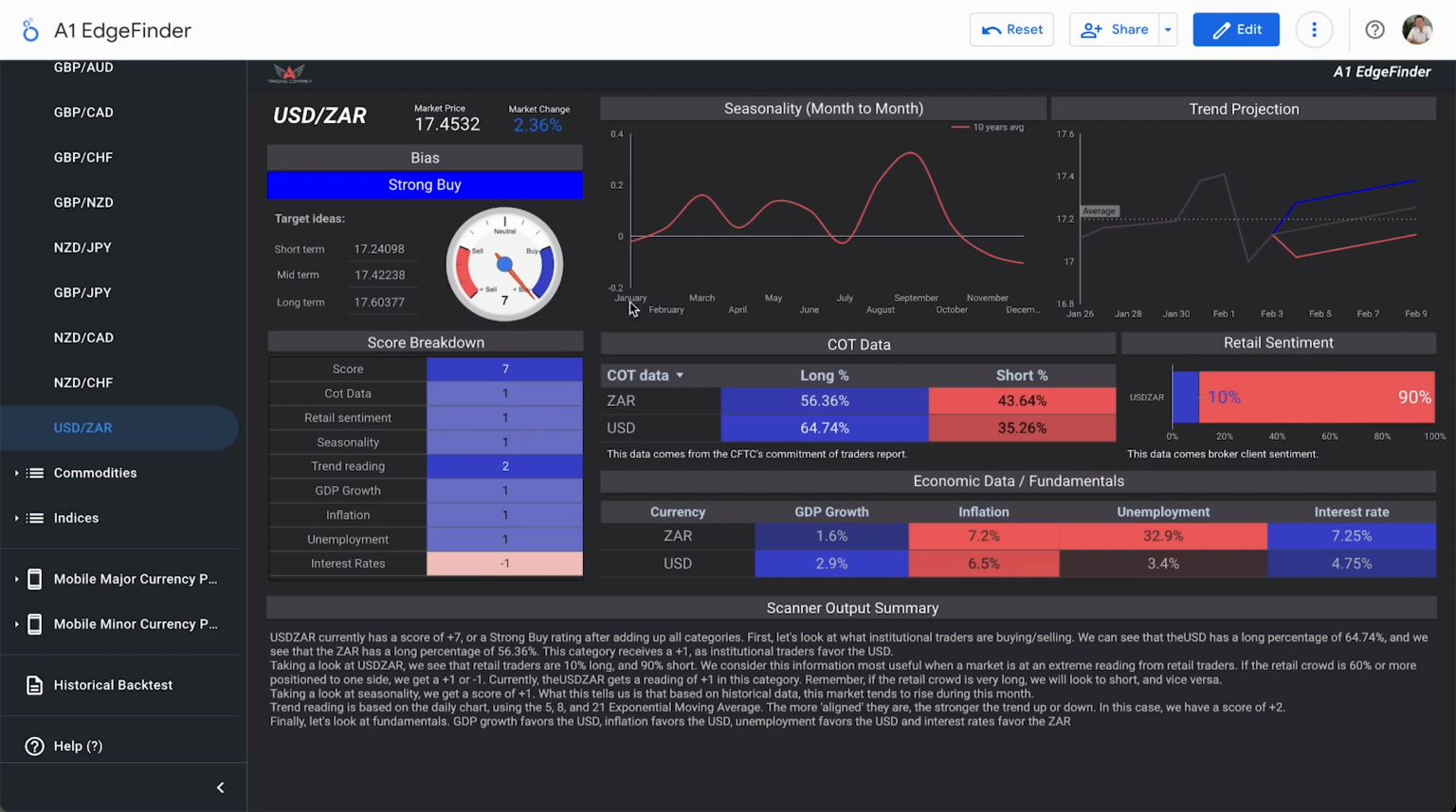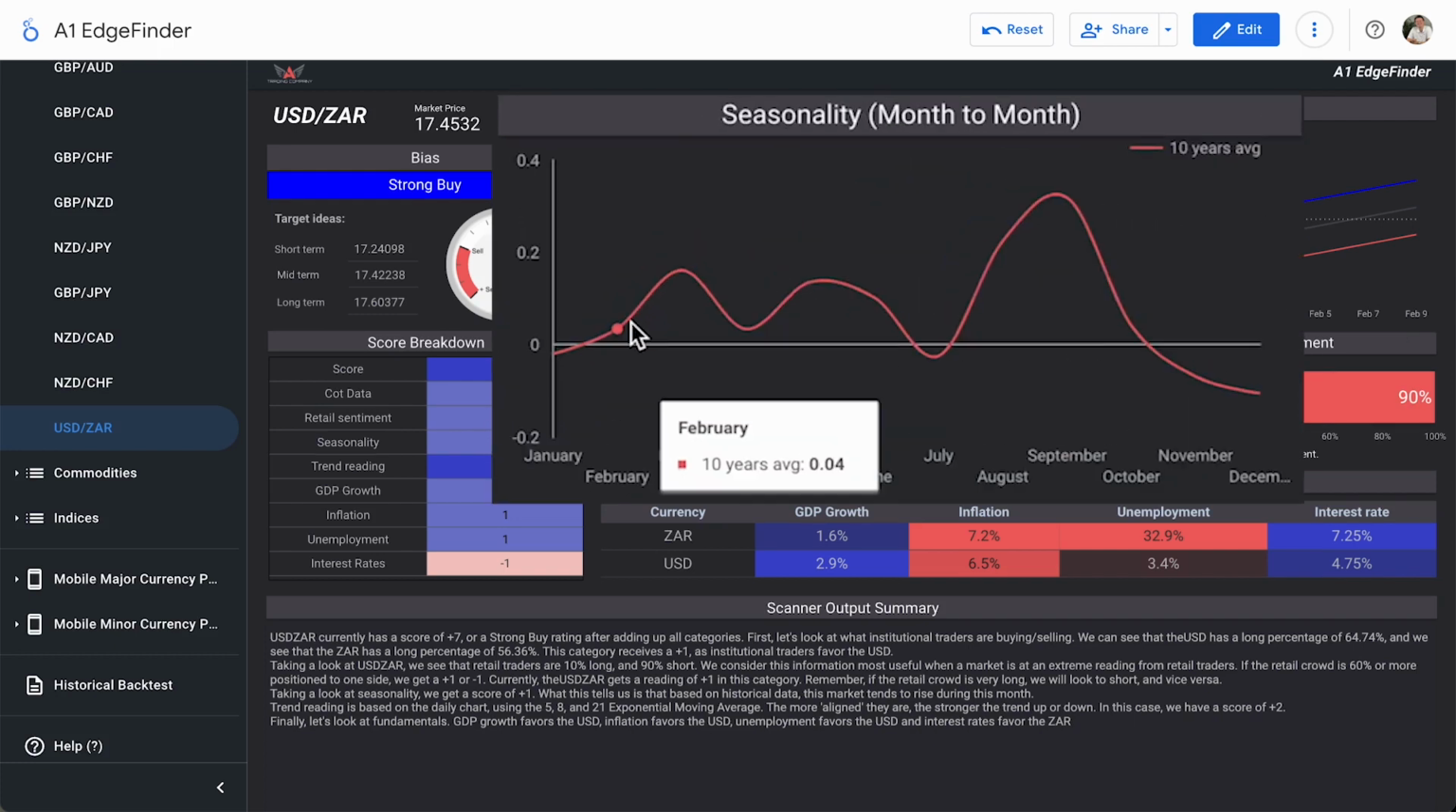Seasonality here is a score of +1, and we can see that we are right above that neutral line right there in our last 10-year average.